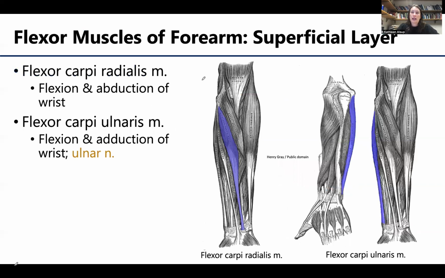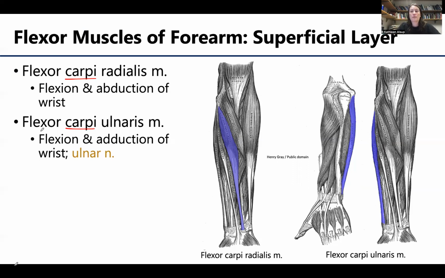Now, in the superficial layer of the flexor or anterior compartment of the forearm, you're going to have some muscles, one on either side, that have a carpi and then one of the bones next to it. So flexor is telling you what it does. It flexes. Carpi is telling you where it flexes. So it's flexing the wrist region on the radial side. So flexor carpi radialis is going to play a role in terms of flexion of the wrist as well as abduction. So abduction, if you have your palm like this and you're kind of moving away from the midline.